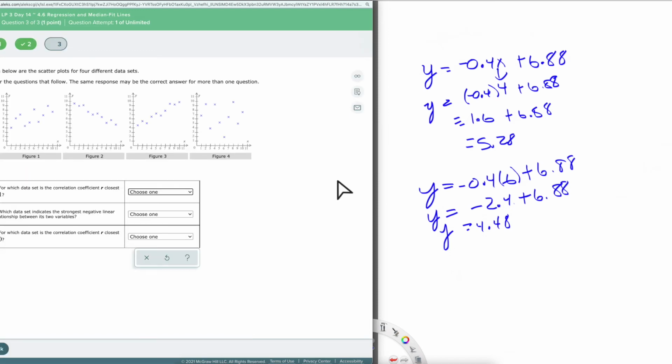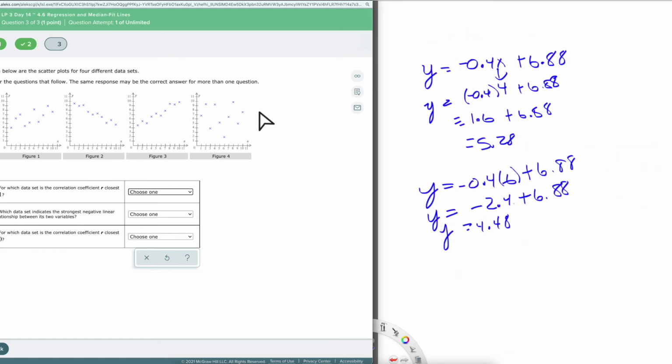Shown below are the scatter plots for 4 different data sets. Answer the questions that follow. The same response may be the correct answer for more than one question. So we have 4 scatter plots here. We can see this one's a little spread out, but it's still pretty linear. I can kind of draw a line between them. This one, definitely closer together, but it's going to be a negative relationship. Then we have closer together, but a positive relationship. This guy has really no relationship at all. It's just a cloud of points, right? They're just all over the place.